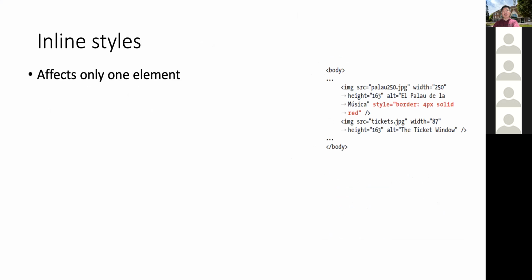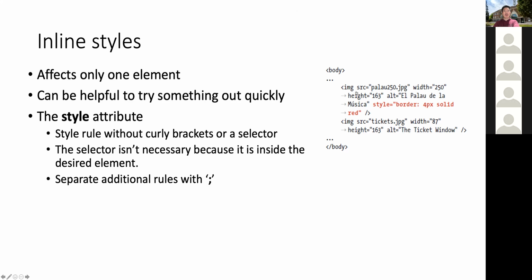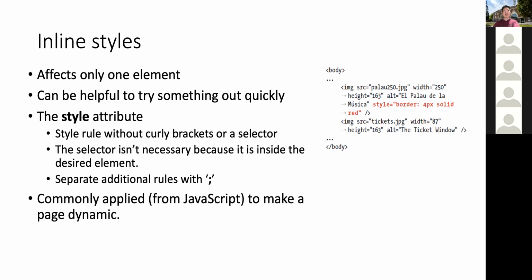And finally, inline. So this is where the style itself, or the formatting rules, is an attribute for the element. For example, here you have style, it's changing the borders of the picture and giving it a new border. And in this way, it only affects one element.